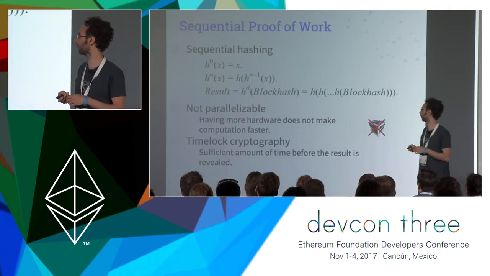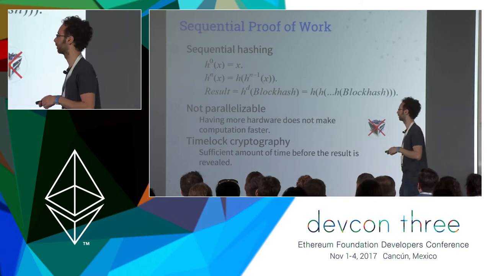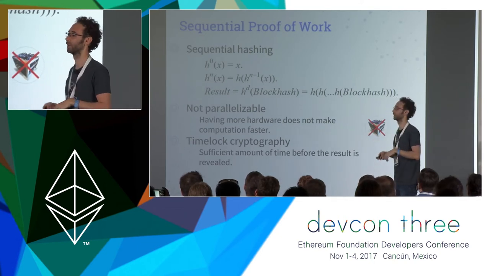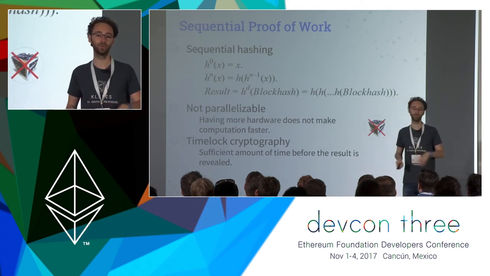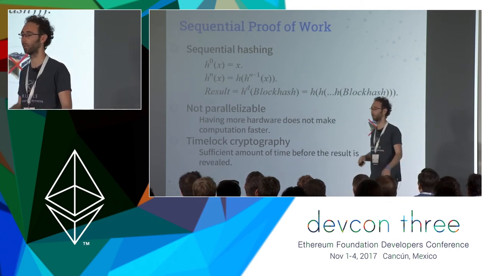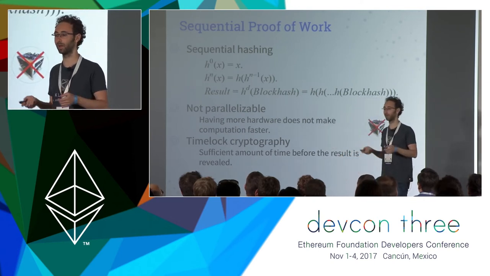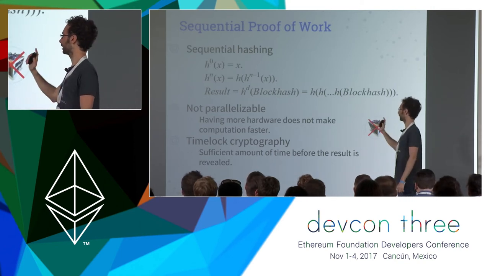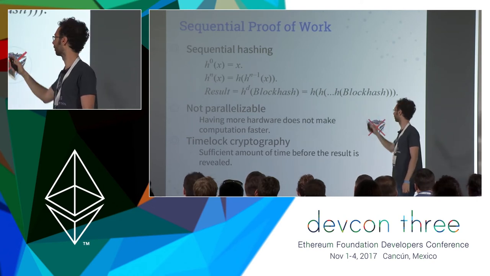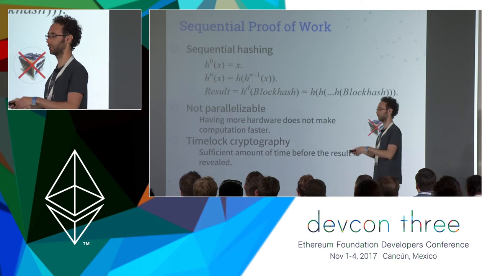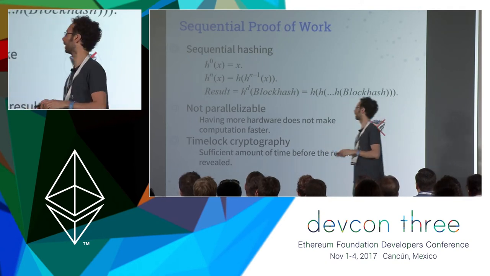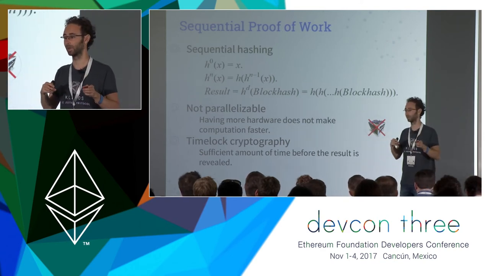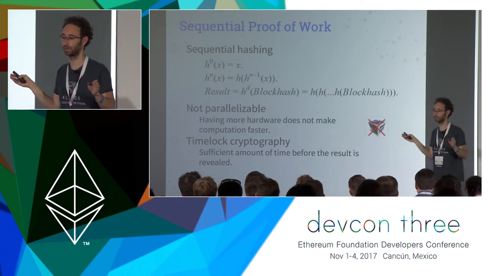The other method is sequential proof of work. In the classical proof of work, you can parallelize it. So you get one computer having a nonce equal to zero, one other equal to one, and the more computers you have, the faster you get to find a block. In this one, it's not the case. So you start with the block hash, and you hash it, and you hash it, and you hash it, and hash it, and hash it, and hash it. So at each step, you need the result of the previous step. So even if you get tons of hardware, you won't be faster.